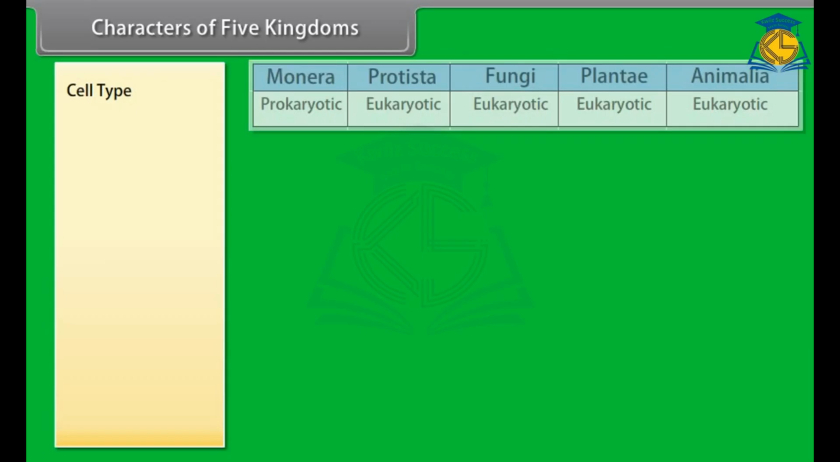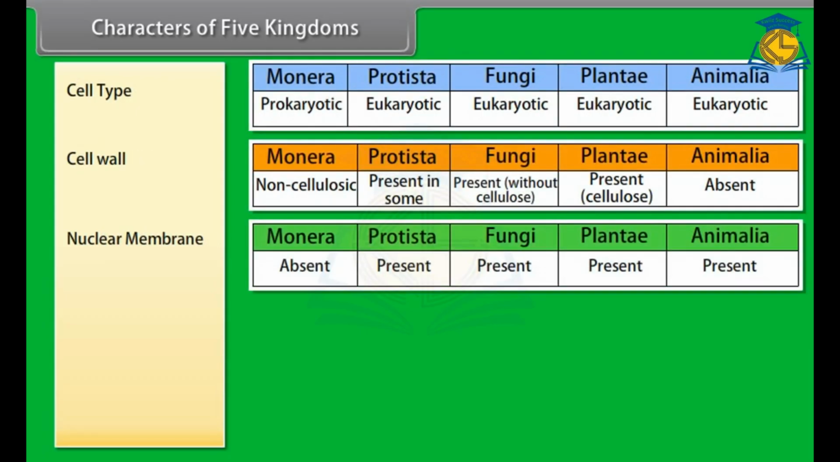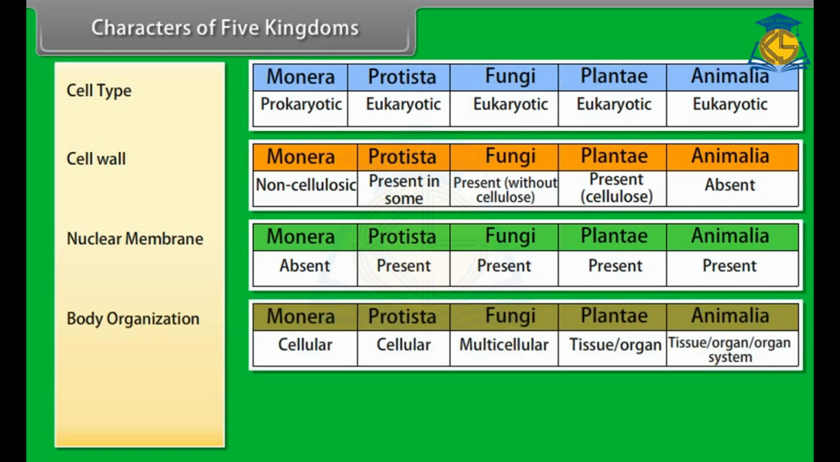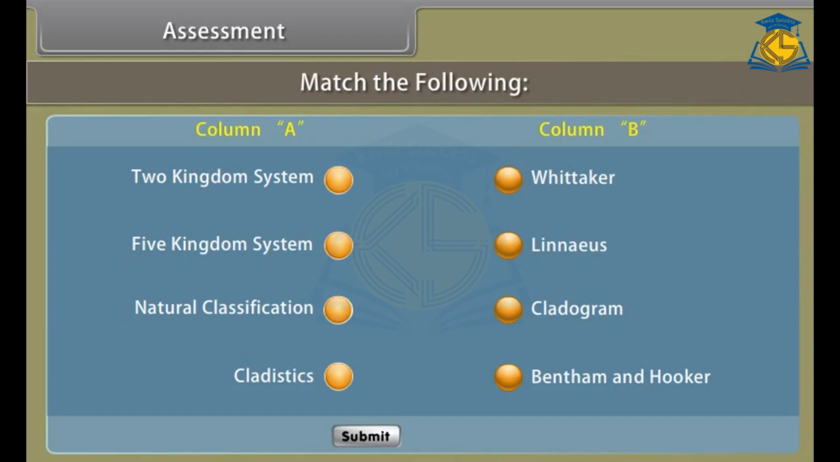Characters of five kingdoms: cell type, cell wall, nuclear membrane, body organization, mode of nutrition. Assessment. Before proceeding further, let us know how much you have learned.